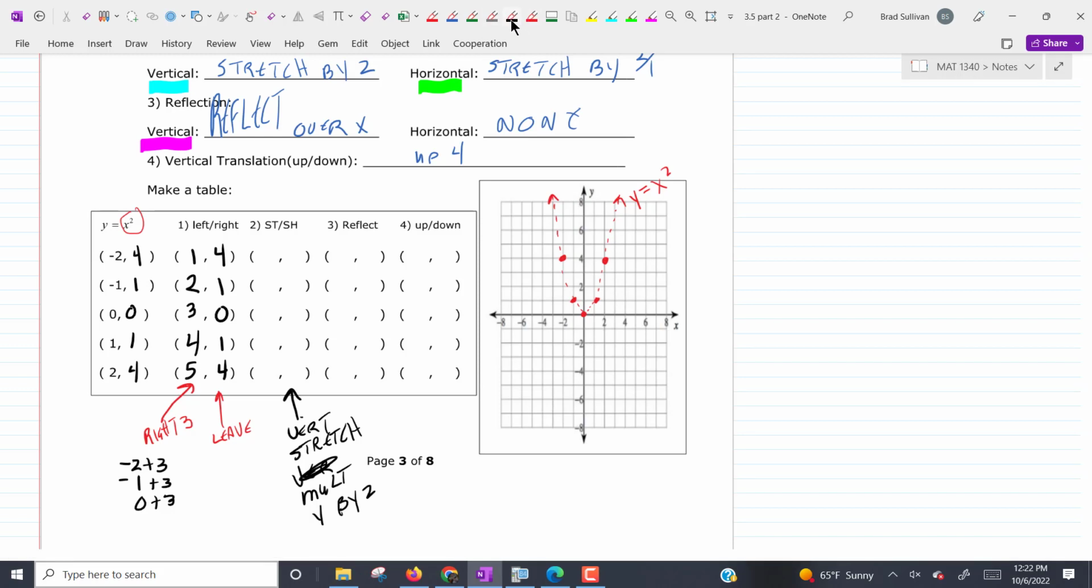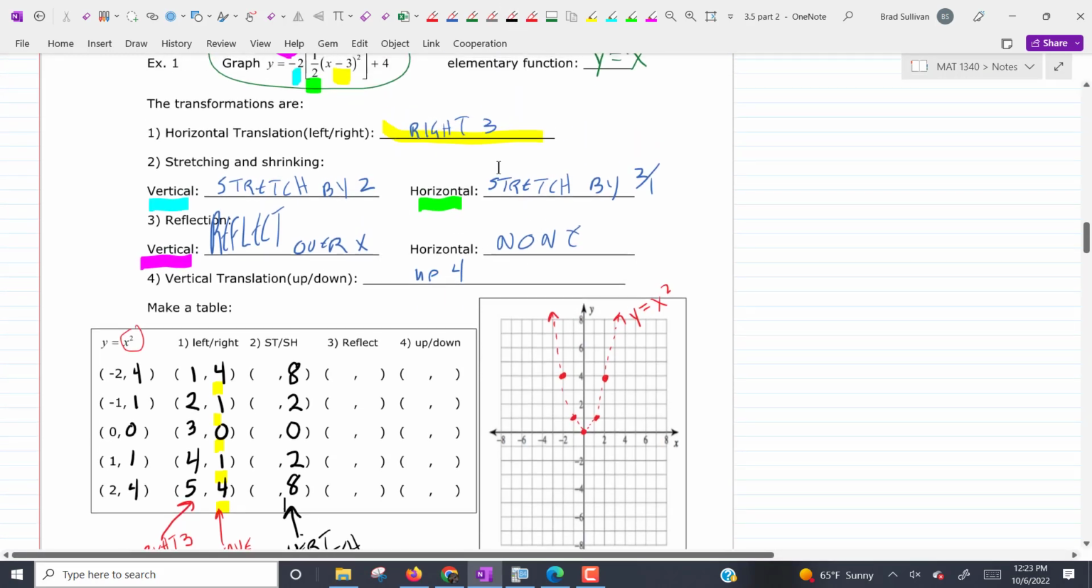Okay, now watch carefully how I do these things, and you can do these all in your head. You're multiplying all of these y values right here. I'm just going to highlight those in yellow. Now just multiply them all by 2 in your head. 4 times 2 is 8. 1 times 2 is 2. 0 times 2 is 0. 1 times 2 is 2. 4 times 2 is 8. That's how you vertically stretch something by 2. You multiply it by 2. If you know what to do, it's easy arithmetic.